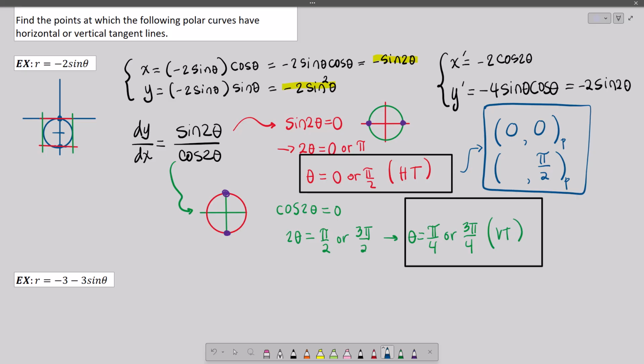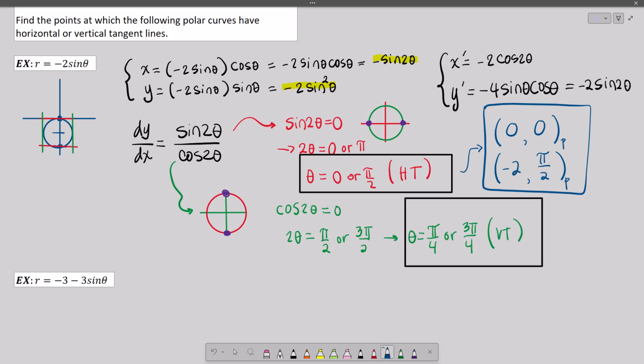If you were just to look at (0, 0), it's hard to know if it's in polar or Cartesian. It's actually the same point, so it doesn't really matter. But if we plug in pi over 2, sine of pi over 2 is 1. 1 times negative 2 is negative 2. So the r value here is negative 2.